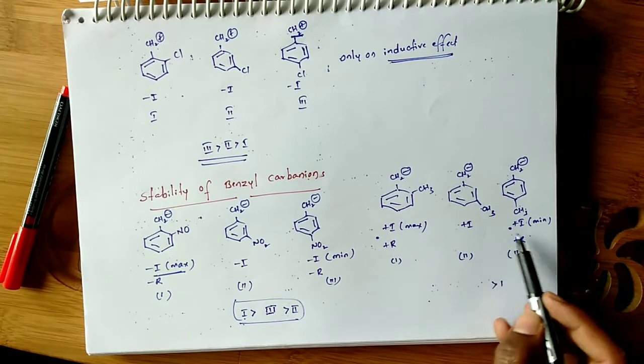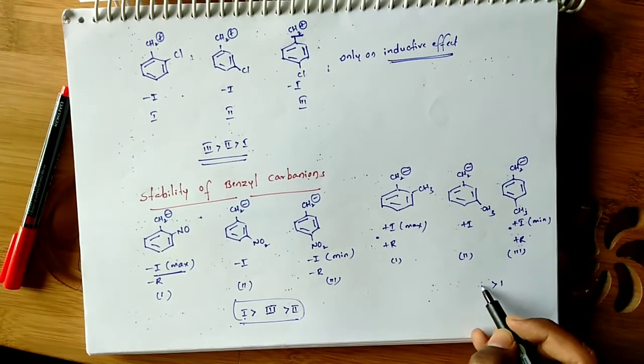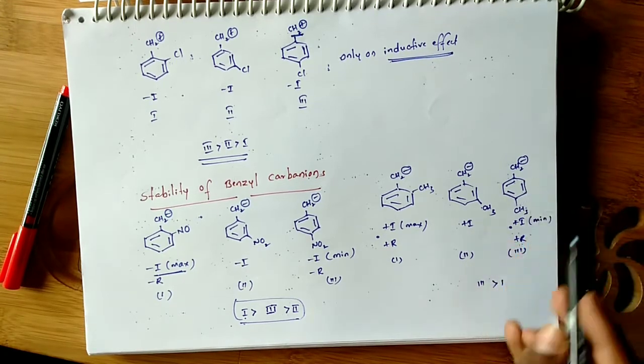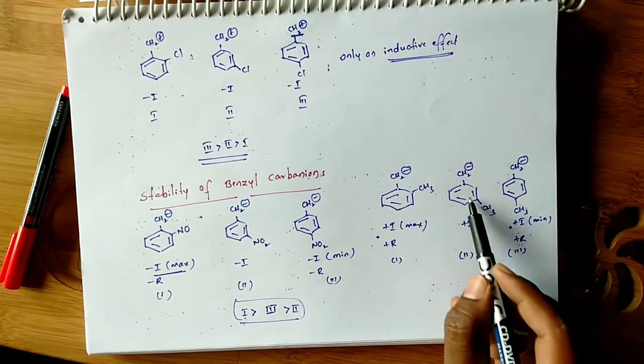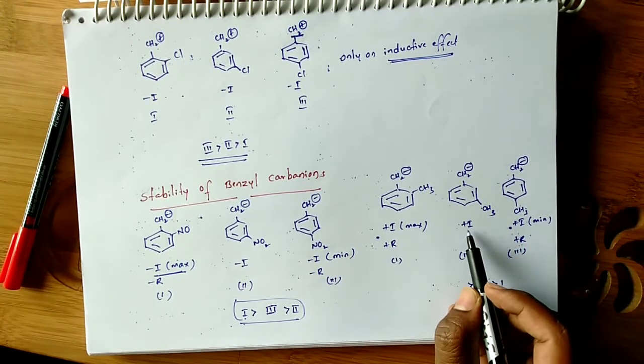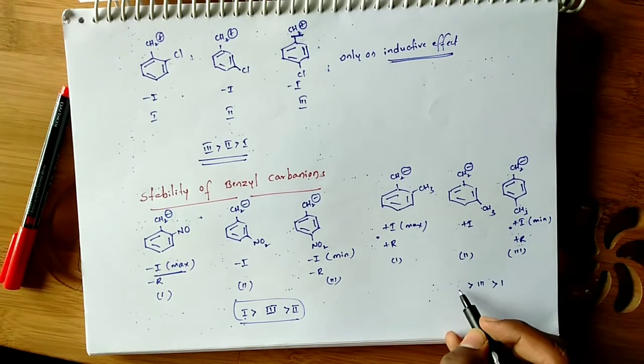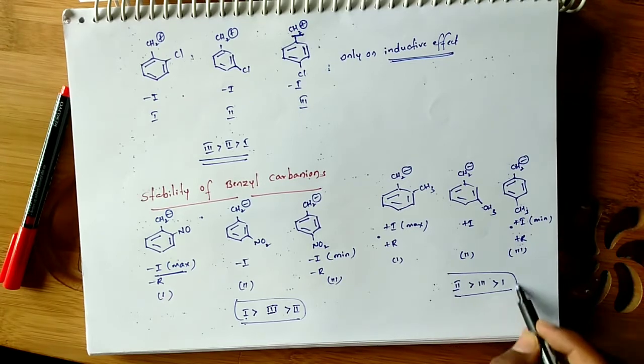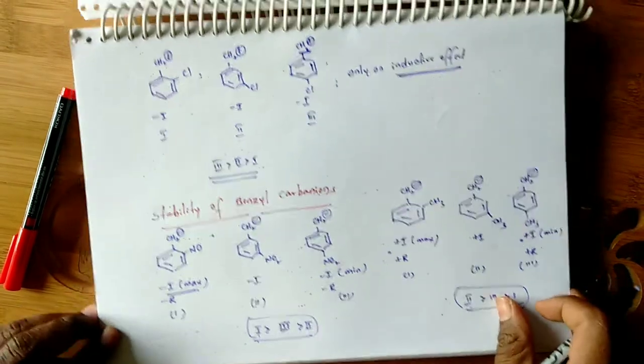After that, compare these two. In the third case there are two effects destabilizing. Here only one effect is destabilizing, so the second one must be the most stable. This is the stability order.